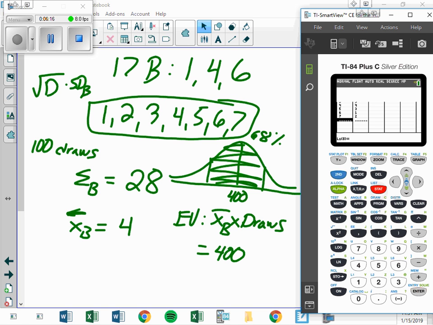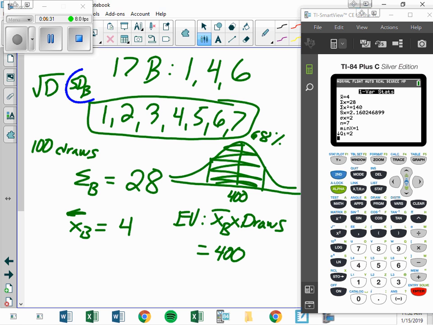Okay, and then go back into stat and do one variable statistic. And that's going to give me the sum is 28, the average is 4, and the SD is 2. So the SD of the box is 2, and I'm going to multiply that by the square root of 100, which is 10 times 2, which is 20. What does 20 tell me? That is the standard error, which means you are expected to get 400 plus or minus 20.